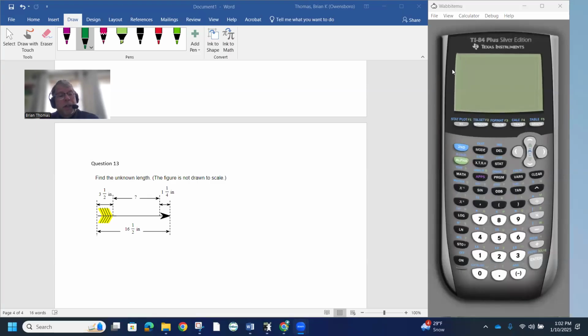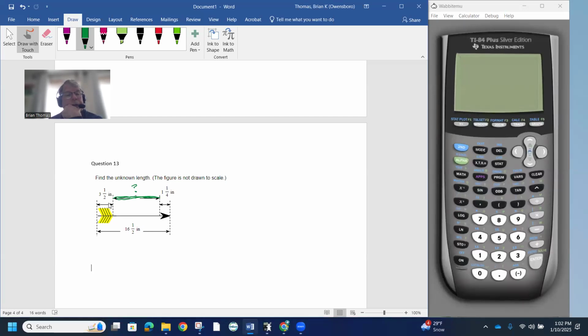So looking at this application, working with an arrow, it says find the unknown length. It looks like what they're asking us to find is the distance from here. Let's get this to work for us again. There's a distance from here all the way over to here, this distance here. That's going to be the unknown length. Well, we know that the total length of the arrow is 16.5 inches.